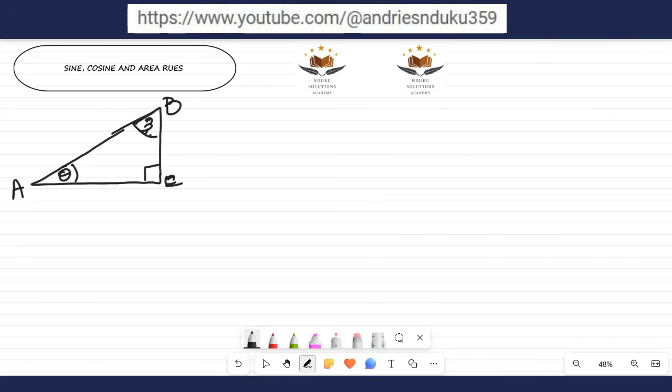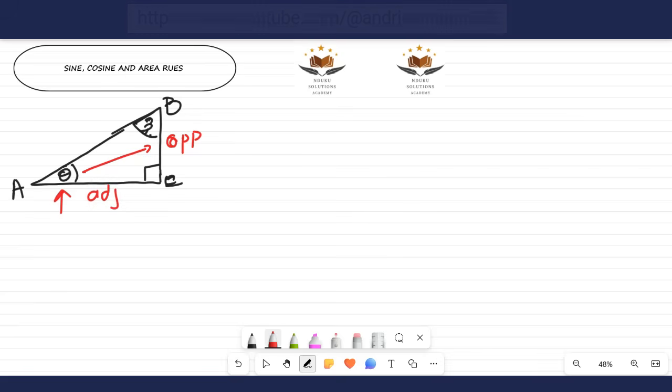So as far as your theta is concerned, this will be your opposite side, because this is the side that is actually opposite to the angle, and this will be your adjacent side, and this will be your hypotenuse.